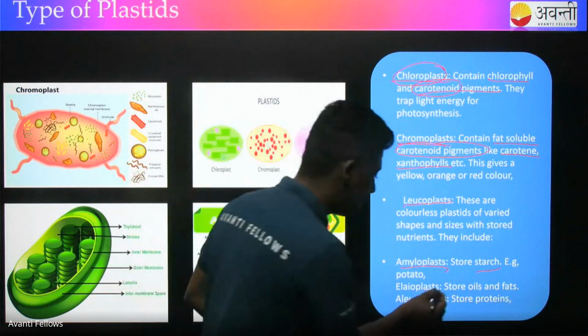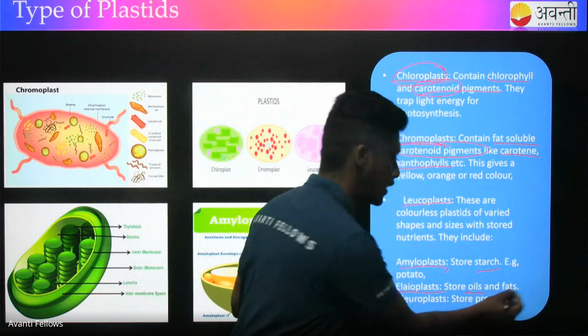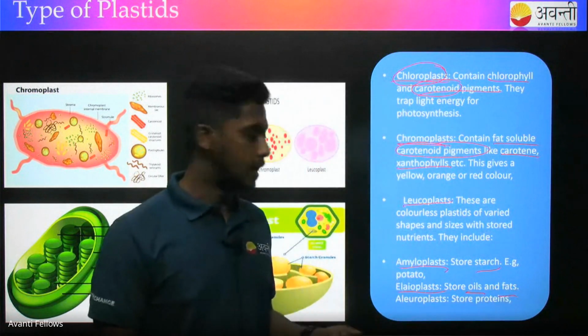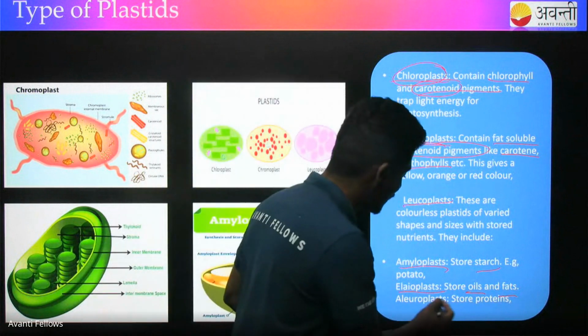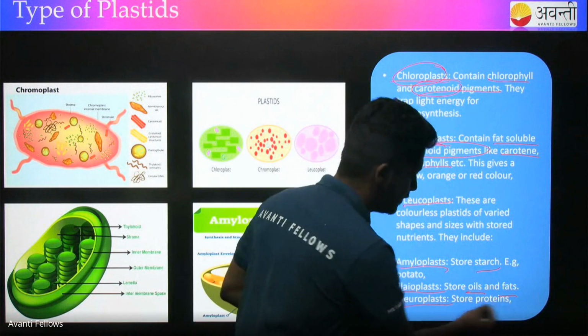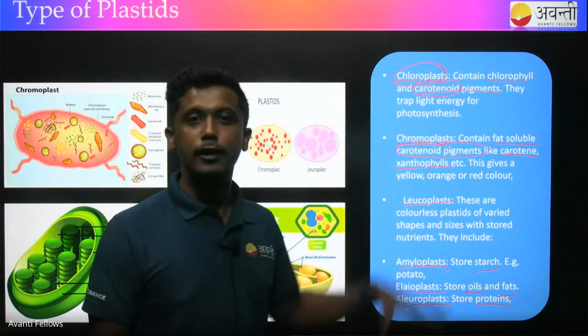Next one is eleoplasts. So eleoplasts store oils and fats. So for example, groundnut, any of the nuts that are very rich in oils. Next one is alleroplast. Alleroplasts store proteins. So these are the examples of leucoplasts.